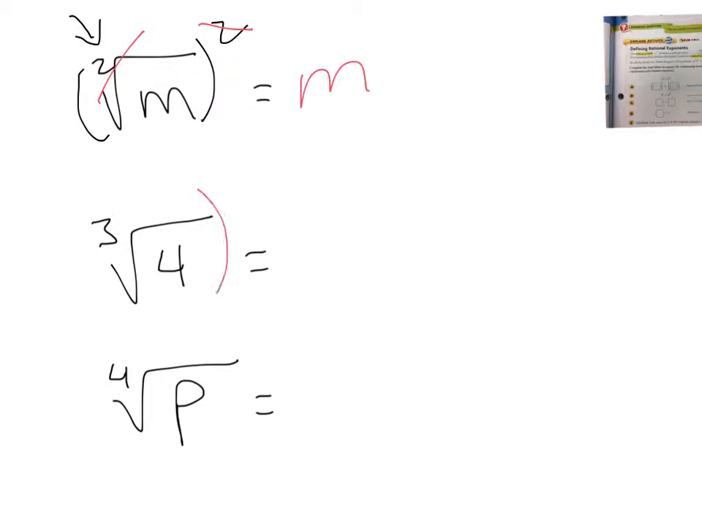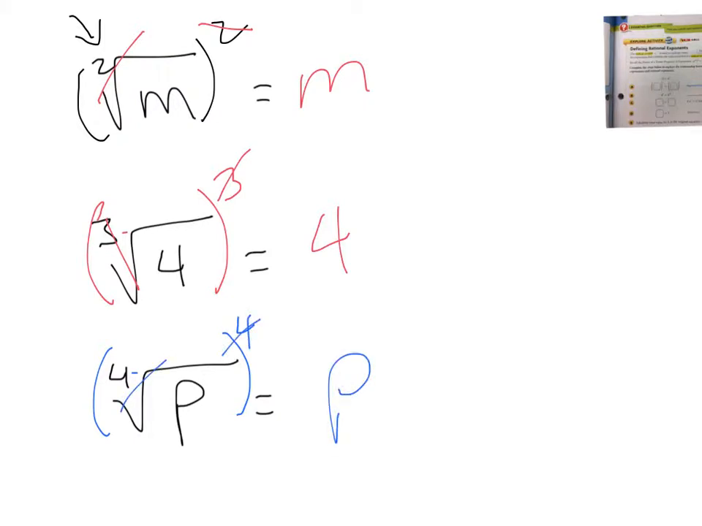Over here, if I want to get rid of that cube root, I take it to the third power. That third power eliminates the cube root, and what's left is just the base. Same thing down here. If I want to get rid of that fourth root, I take everything to the fourth power, leaving just the p. We're going to use this little exercise today.